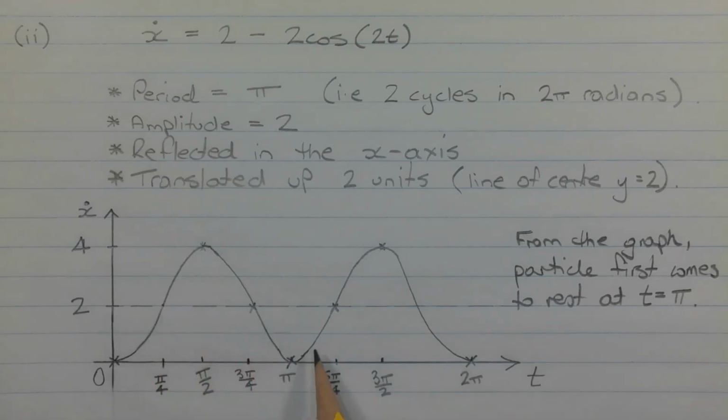Notice 2 full cycles from t equals 0 to t equals 2 pi. Notice where the peaks and troughs occur. So the minimum values are at 0, pi and 2 pi, and the maximum values are at pi over 2 and at 3 pi over 2. And from the graph, the particle first comes to rest at t equals pi.